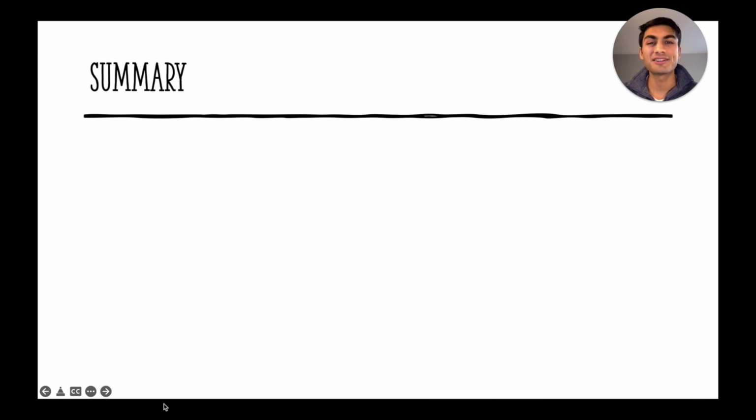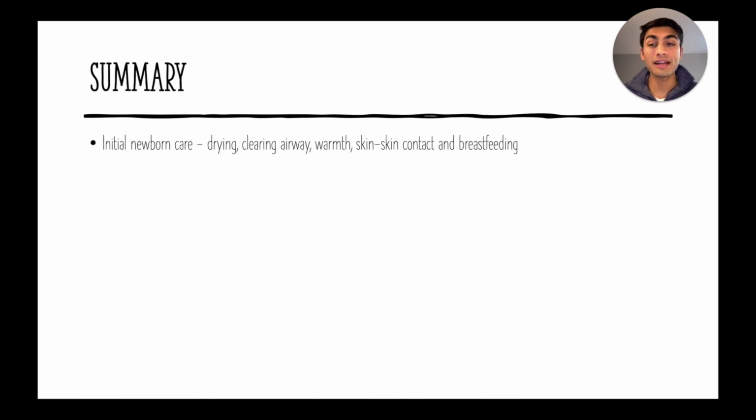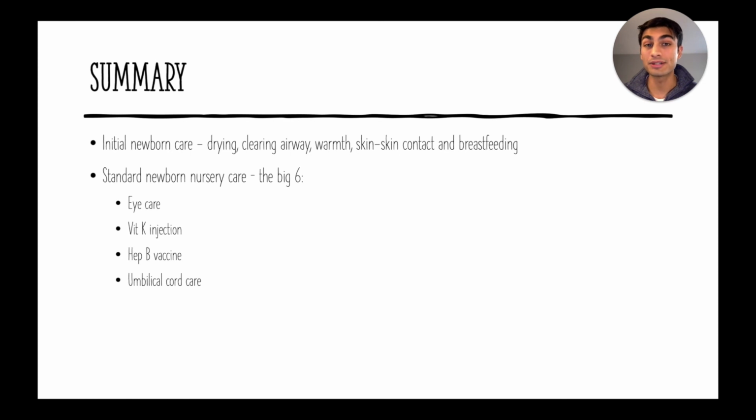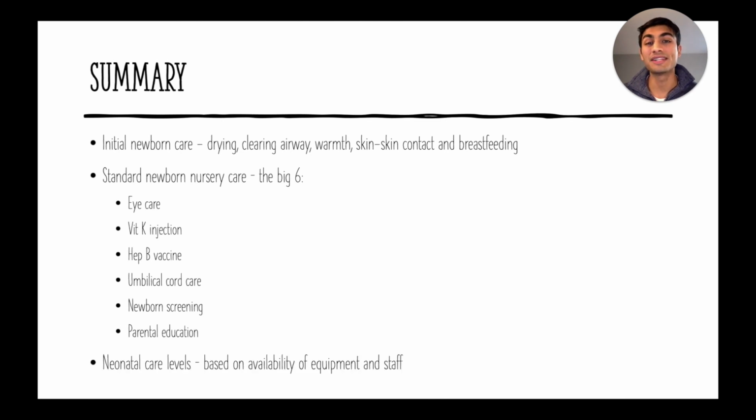All right, that's all everybody. Let's summarize what we learned today. We learned that initial newborn care consists of drying, clearing the airway, providing warmth, skin-to-skin contact, and breastfeeding. We learned that the standard newborn nursery care comprises the big 6, which include eye care, vitamin K injection, hepatitis B vaccine, umbilical cord care, newborn screening, and lastly, parental education. And then finally, we learned about the different neonatal care levels, which are distinguished primarily based on the availability of equipment and staff.